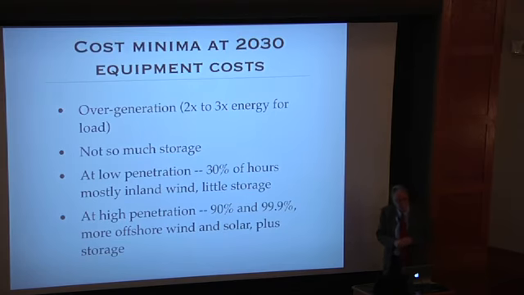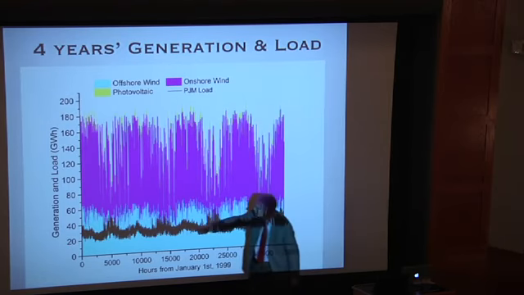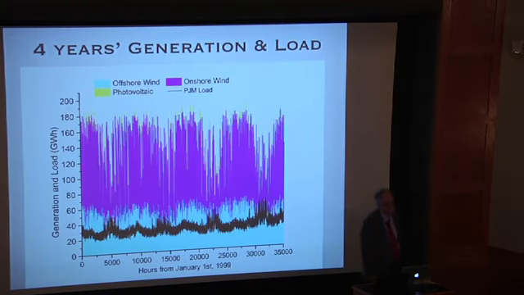So what does it look like at 2030? What we see, and you've seen in some of these slides already, we're doing a lot of overgeneration, maybe 2 to 3 times as much. And less storage. These bullets are things I already said. So let's look at 4 years just for fun for a minute. I mean, it's crazy. This is load. This is offshore wind, and this is inland wind. So to get 99% most cheaply, if you're willing to pay for 99%, you do this large amount of overgeneration.